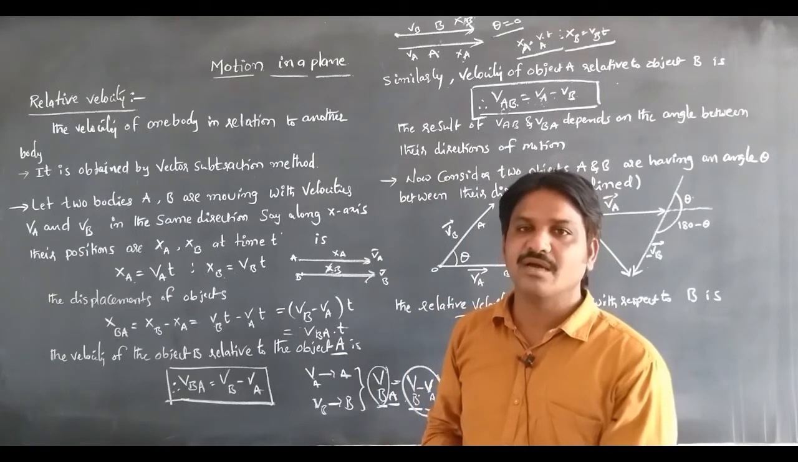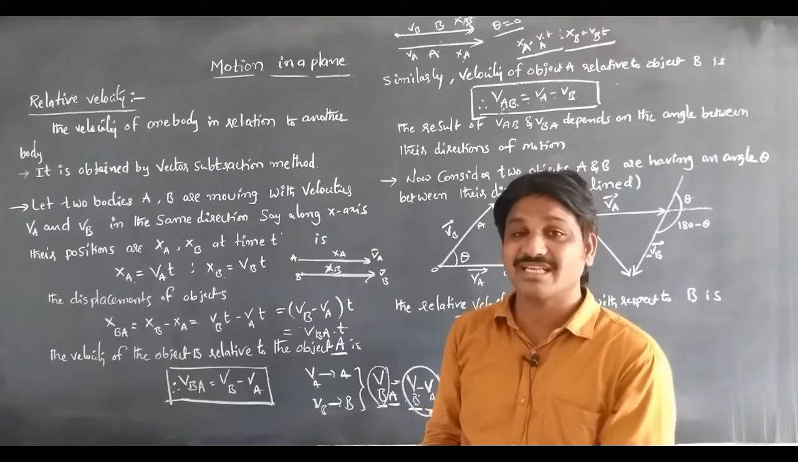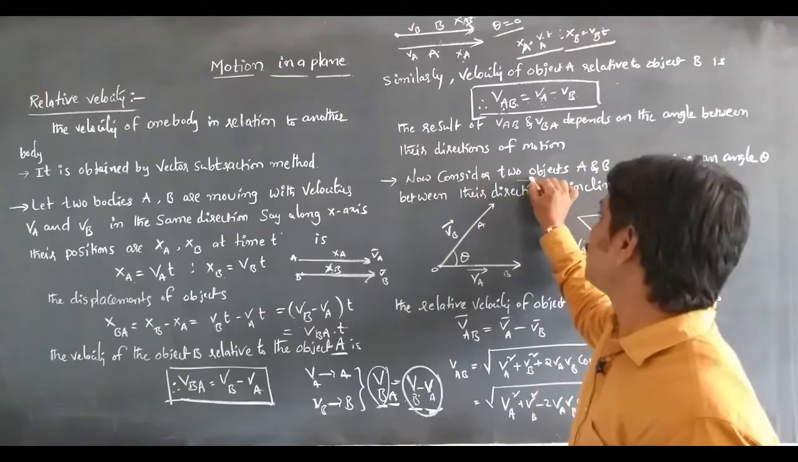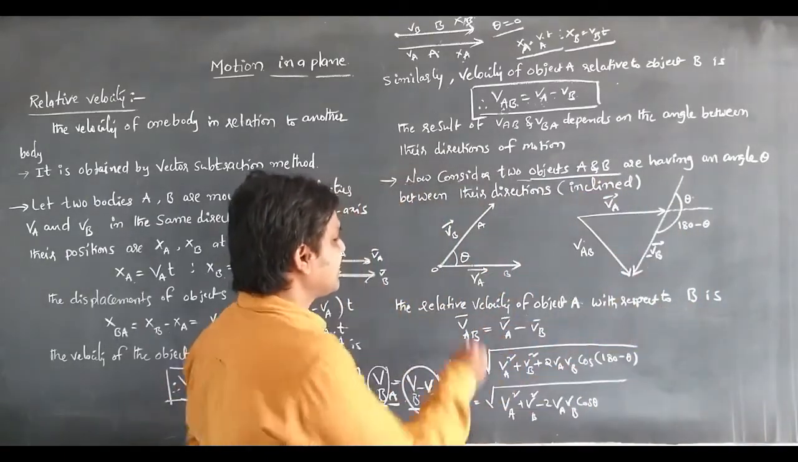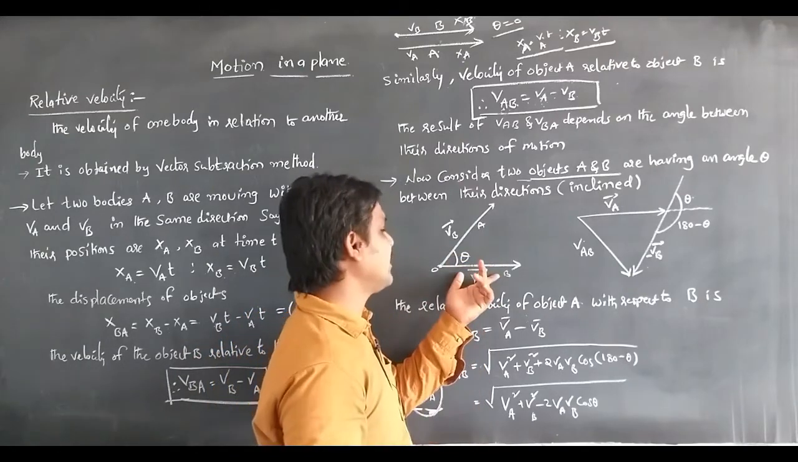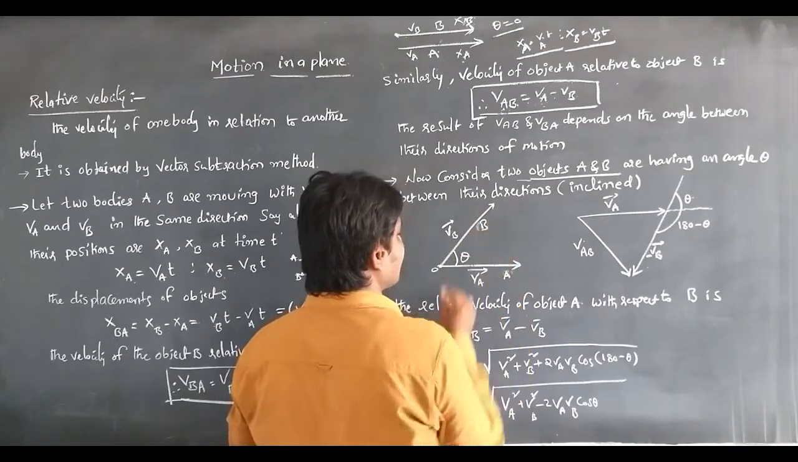If theta is equal to 0, 90, or 180 degrees, or if they are making an angle between them: now consider two bodies A and B making an angle theta with one another. This is the body A, and this one is B, if we are comparing.